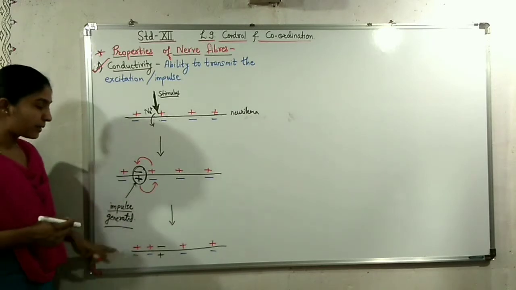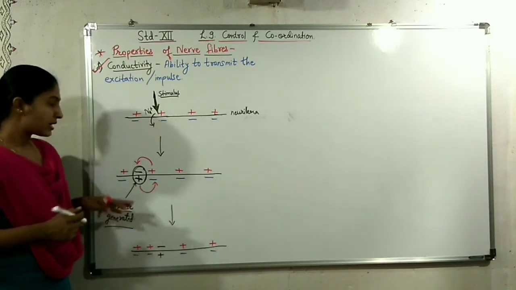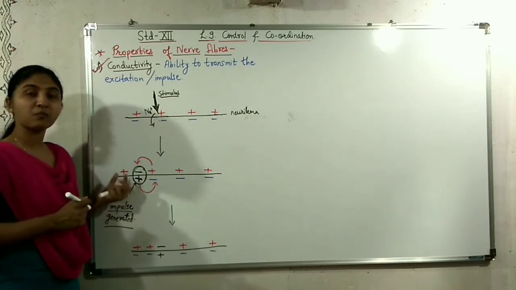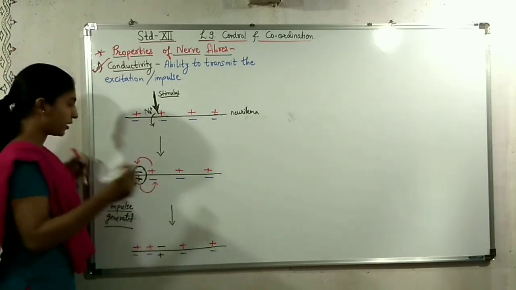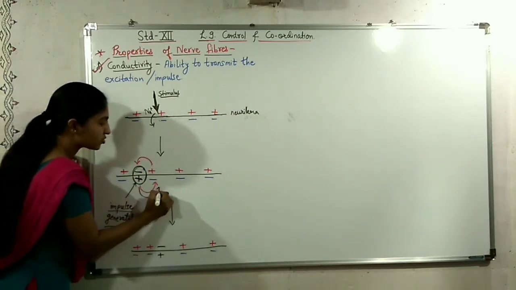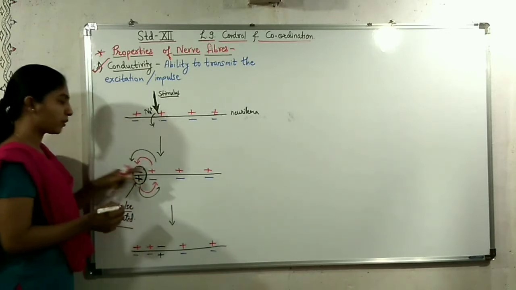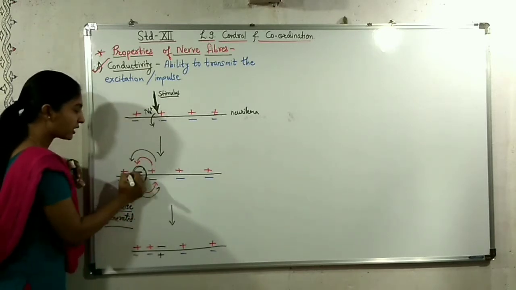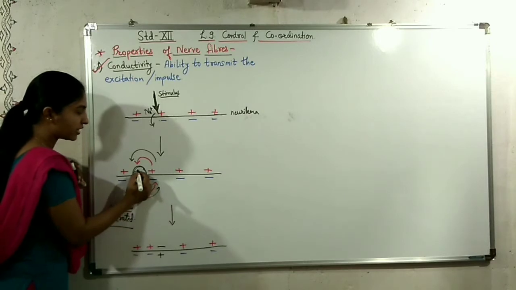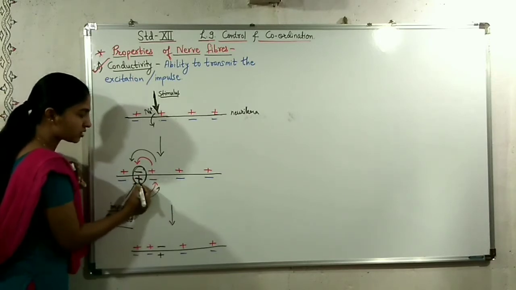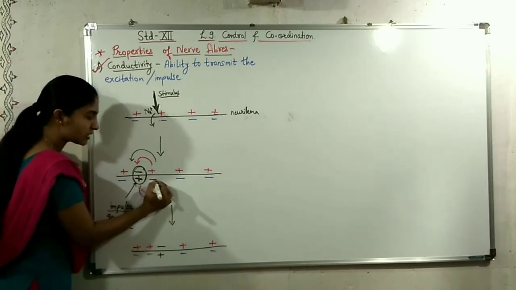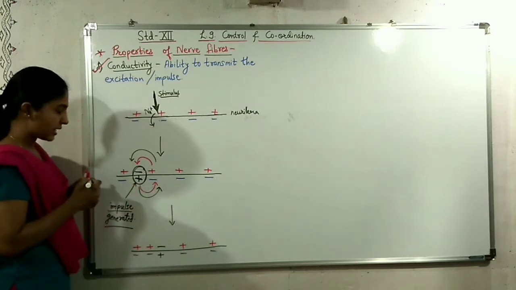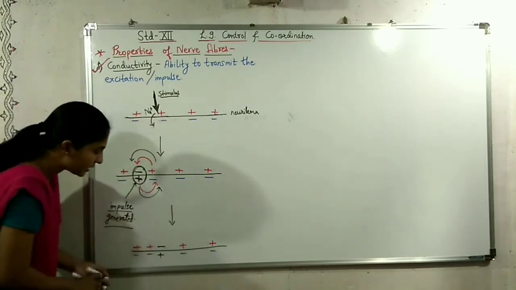Now, as the impulse is generated, it has to travel from one point to another point. So this positive charge will come here and this negative charge will move to this side. This positive charge will move here. This negative charge will move to this side. So here it is seen in this way.